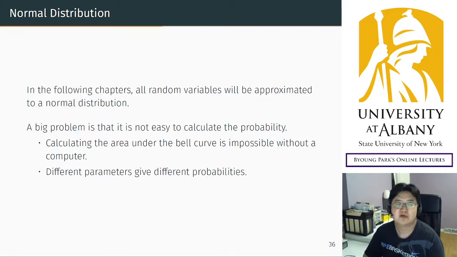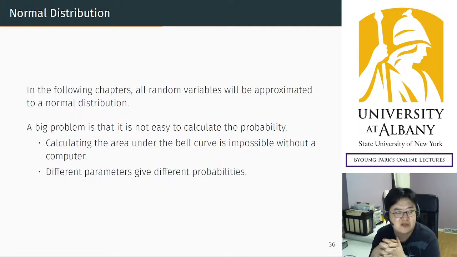I introduced the normal distribution briefly in the previous video. So the bell curve is commonly found in many places. Now we are going to study more important and more practical aspects of the normal distribution. From now on, the reason why the normal distribution is important is because all the random variables in this course will be approximated to a normal distribution. This is the power of the normal distribution, right?